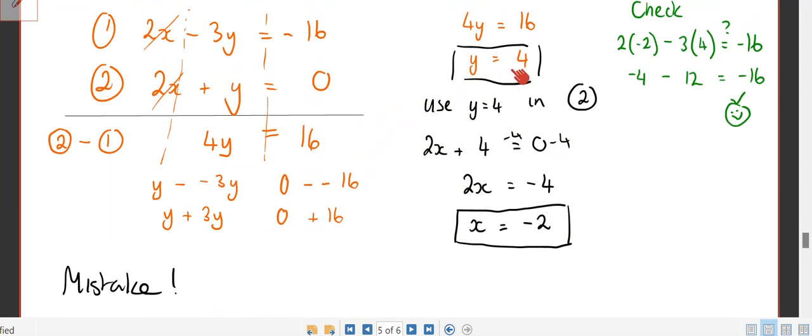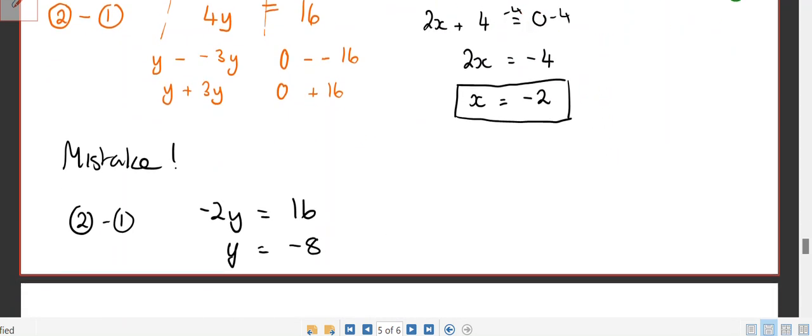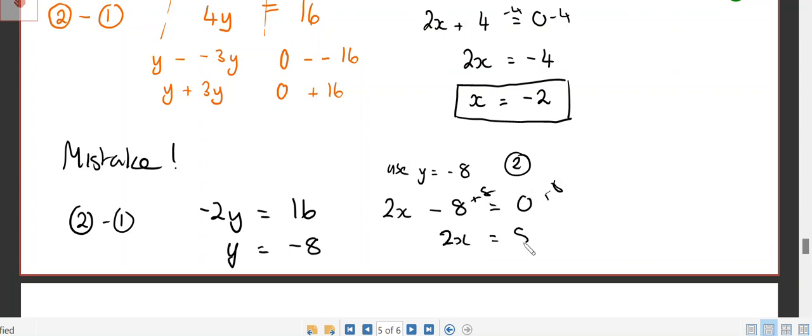What do we then do? We do what we've been doing, let's use y equals negative 8 this time. So use y equals negative 8 in number 2 again. Right? So 2x minus 8 equals 0. Plus 8. 2x equals 8. X equals 4. Perfect. All right. I've got y equals negative 8, x equals 4.